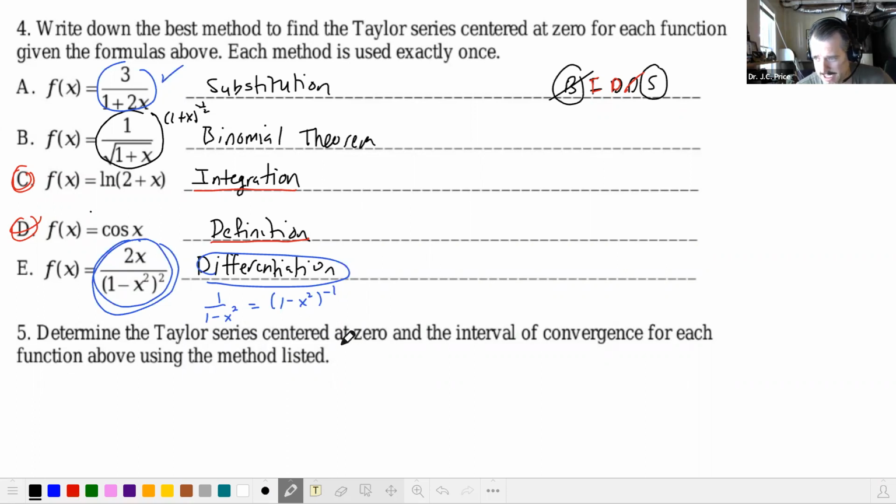And we're centering these at 0. So we want to find the Taylor series, centered at 0, and the interval of convergence for each of the functions above using the method listed. So let's just go through these. So we'll do A. And so let me write down the function. So f of x is equal to 3 over 1 plus 2x.